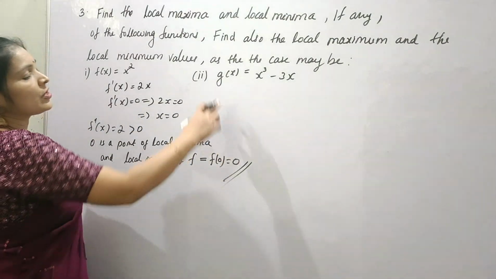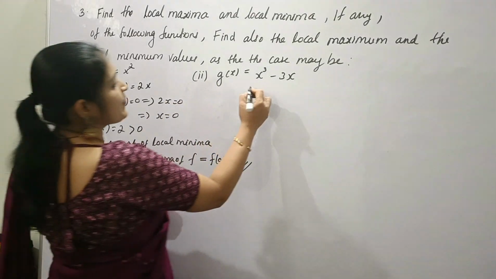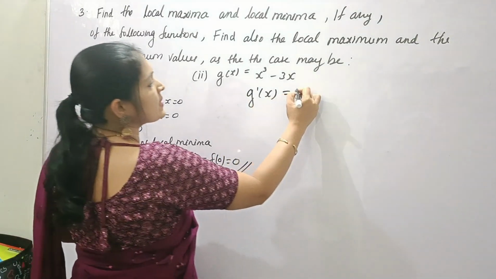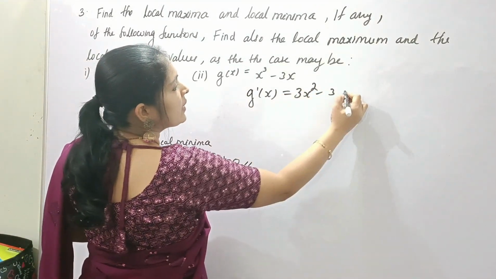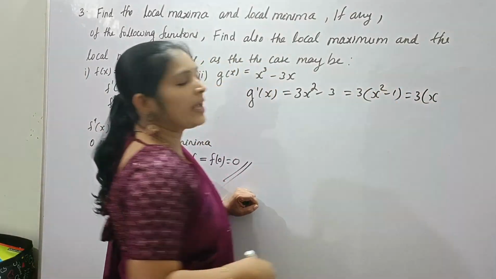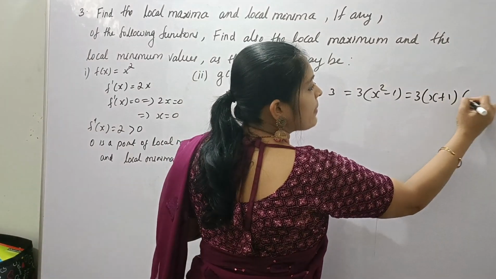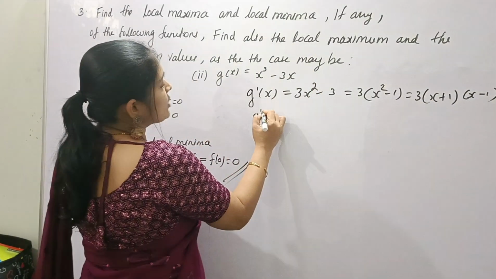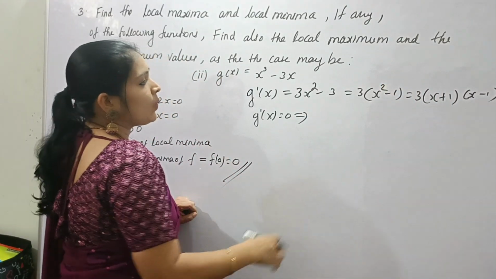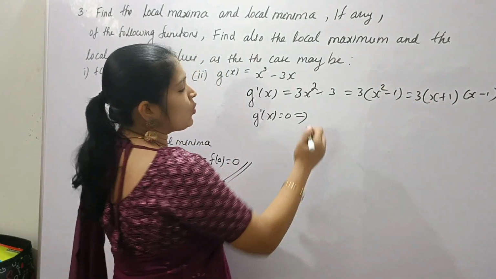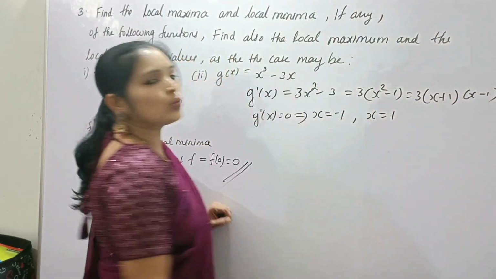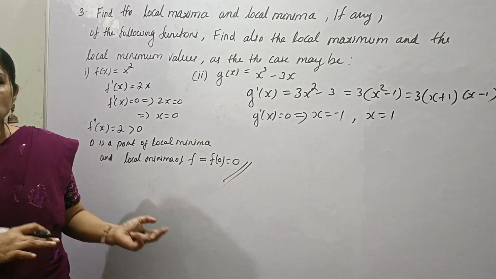So next, go to the second function, g of x is equal to x cube minus 3x. Here also let's apply the second derivative test. For that, first we find g dash of x, that is 3x square minus 3, which is 3 into x square minus 1, and x square minus 1 can be written as x plus 1 into x minus 1. So g dash of x is equal to 0 implies x plus 1 is equal to 0, so x is equal to minus 1, and x minus 1 is equal to 0, so x is equal to 1. So we have got the critical points minus 1 and 1.